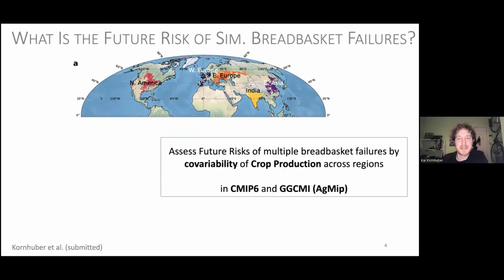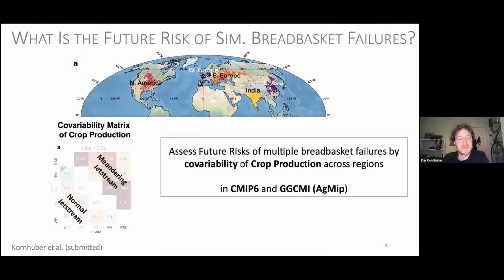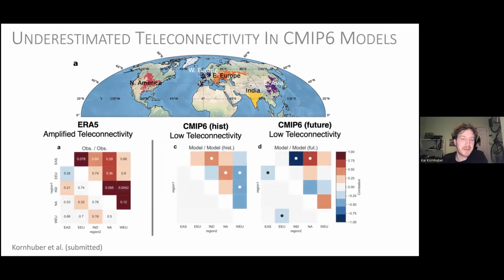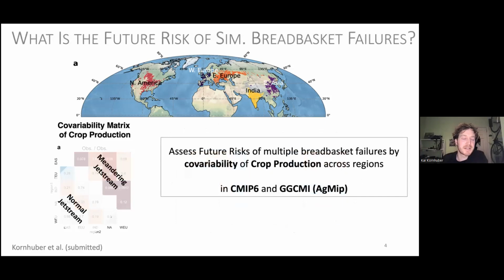We look at the future risk of multiple breadbasket failures determined by covariability of crop production across those regions outlined in this graphic above, looking at CMIP6 and GGCMI and comparing that to results from the FAO harvests and ERA5 with such a covariability matrix. This essentially looks at states where the jet stream is strongly meandering and those where it is normal.